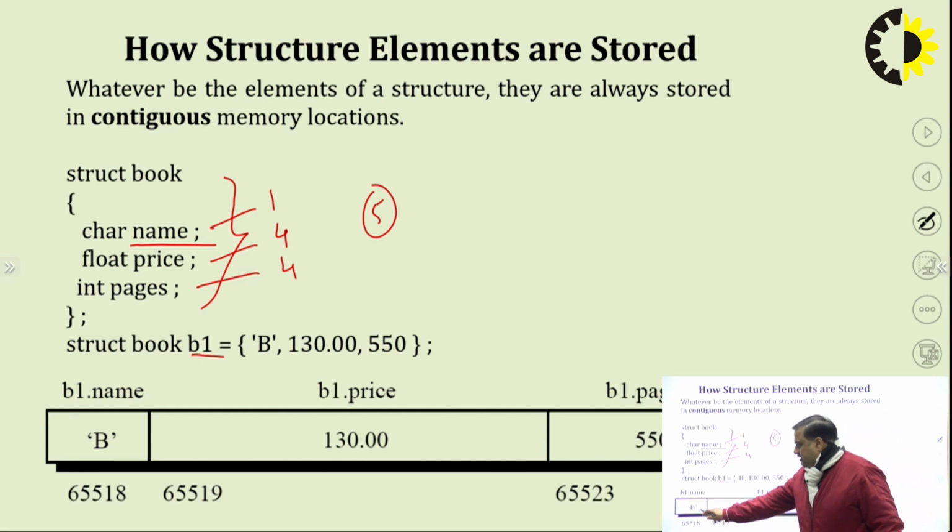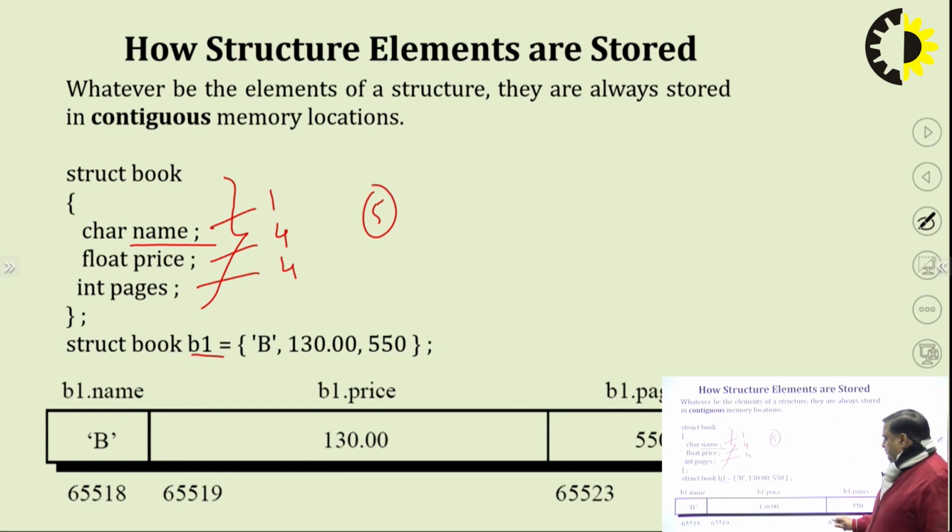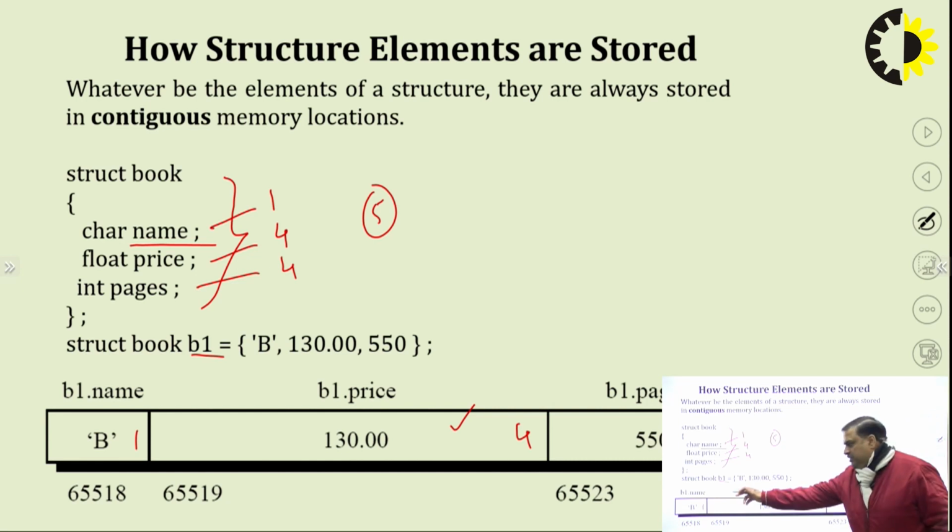So in total 9 bytes will be reserved. 1 byte is here, name given B, and next the price is stored, and next 4 bytes the pages are stored. So 4 bytes and 1 byte, combined, will be treated as a structure. Whenever B1 is accessed, all the data is available with B1.